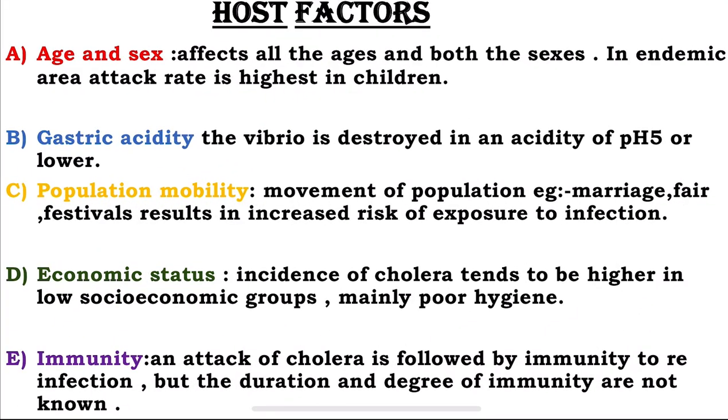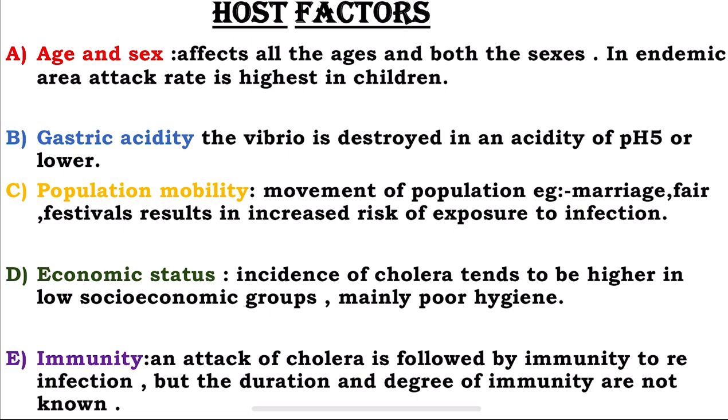Moving further to the host factors, age and sex. Cholera affects all age groups and both sexes, male and female. In endemic areas, the attacks tend to be highest in children. And then gastric acidity: we know the vibrio is destroyed at a pH of 5 or lower. If the pH is 5 or lower, the vibrio can get destroyed.